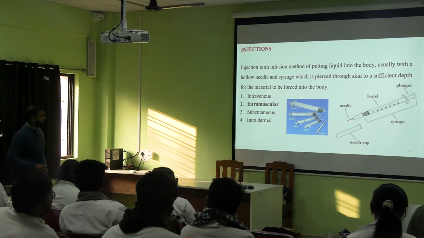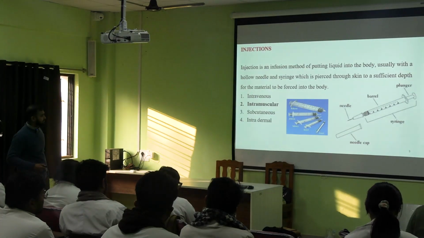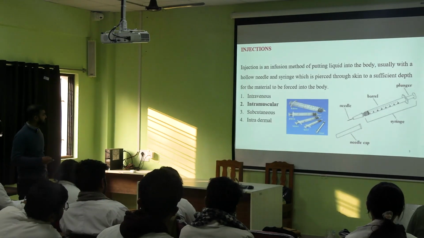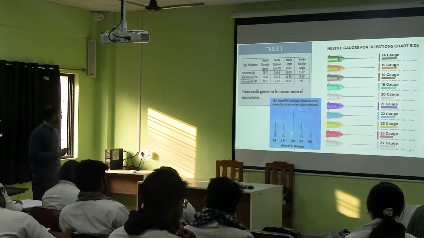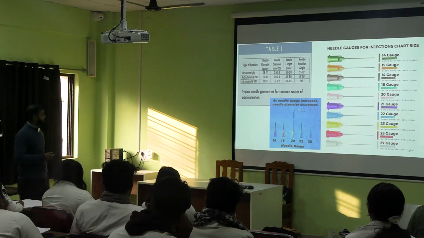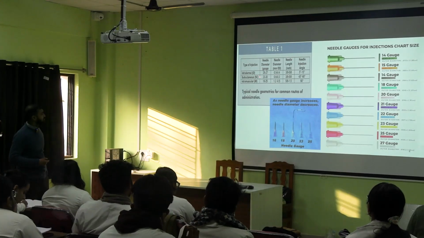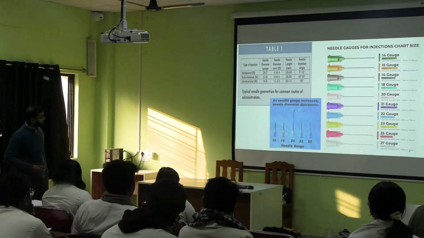This is the needle, this is the barrel, this is the plunger, this is known as the syringe. And this is the needle cap, and these are the other syringe types. So here, in the types of injections we have intradermal, subcutaneous and intramuscular. So what are the ranges of syringe, according to the gauge classification? Do you see any difference here?